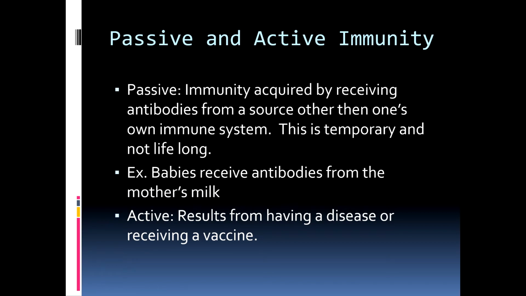Now, active is when your own body produces the antibodies. You can either get a disease or receive a vaccine, and that would be an example of active immunity. Now, you may be thinking, if someone's injecting a vaccine into someone, how is that active? Well, to understand that, we have to understand where a vaccine comes from, the idea behind a vaccine.